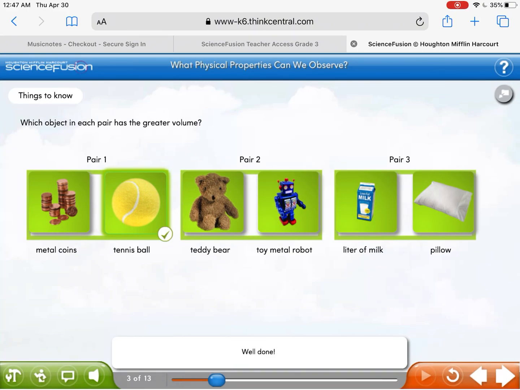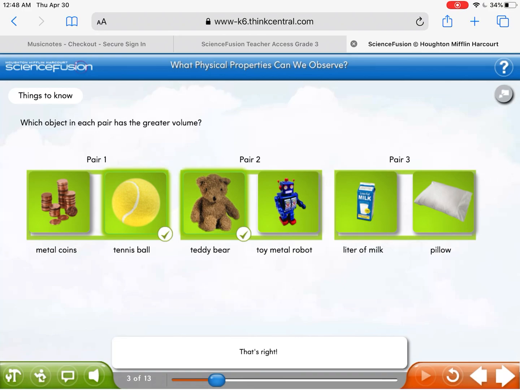If you look at the pictures, the teddy bear takes up more space in the square, and if you're thinking about a stuffed animal and a plastic robot, or I guess it's metal, the teddy bear or your stuffed animals probably take up more room in your toy box than the robot or your other toys do. That's right. And then in the third picture, there's a liter of milk and a pillow. I mean, just looking at the pictures, you can see that the pillow takes up way more space. So it probably has a greater volume.